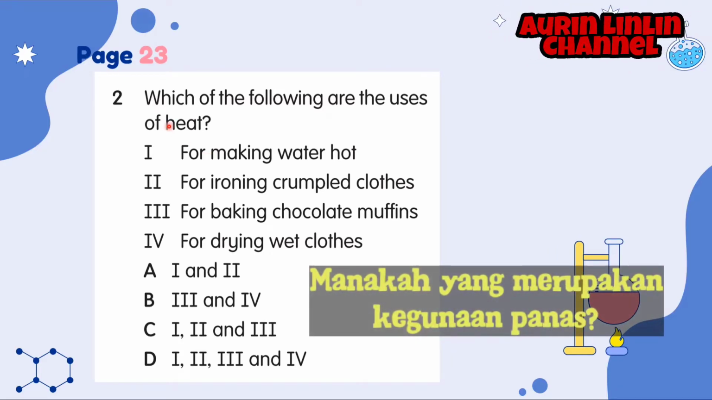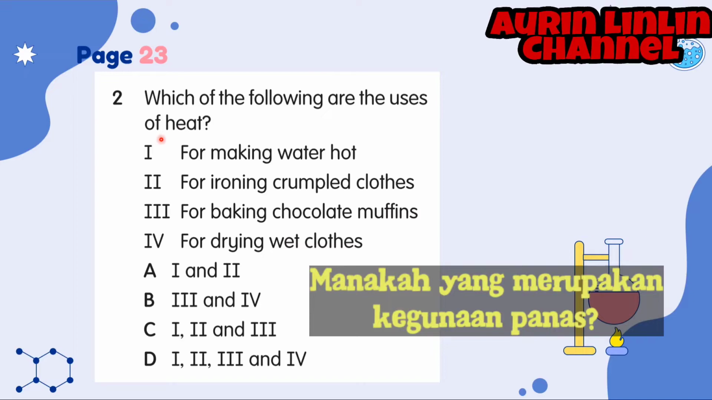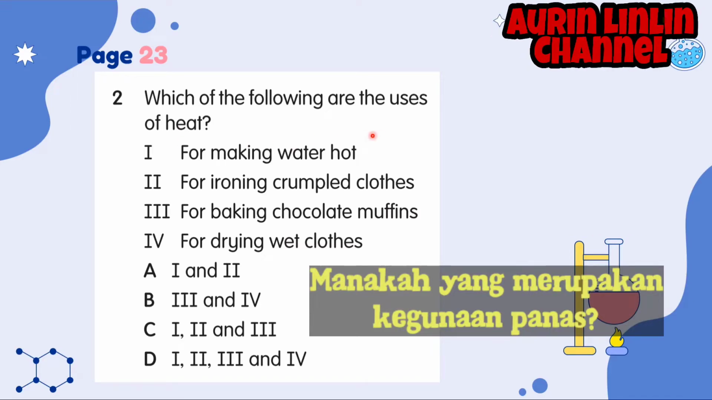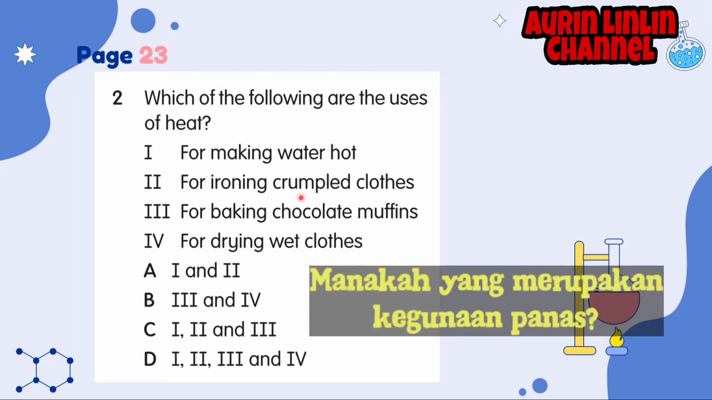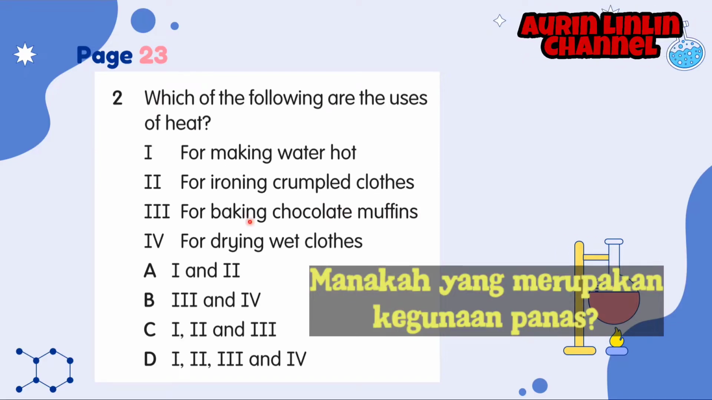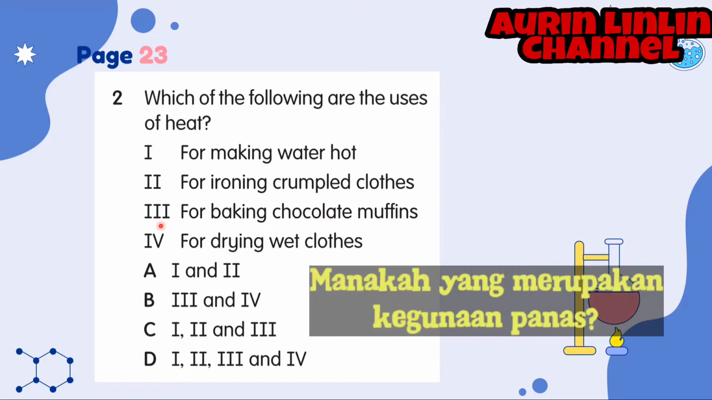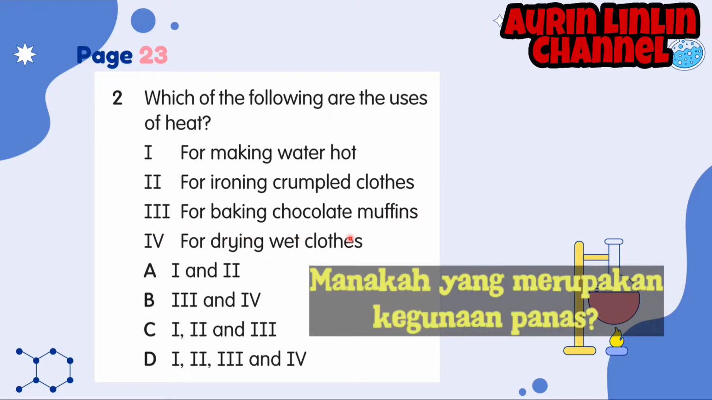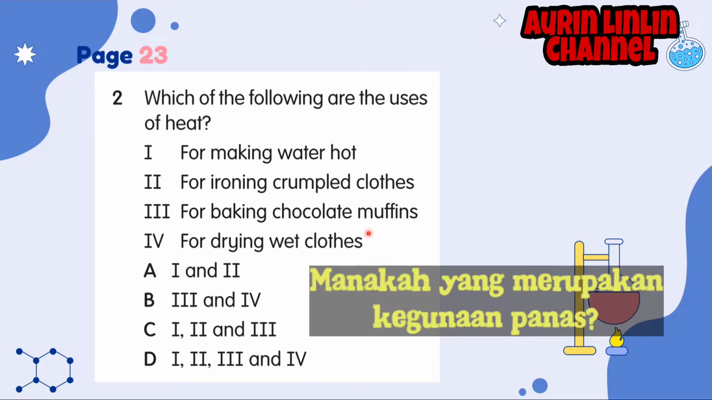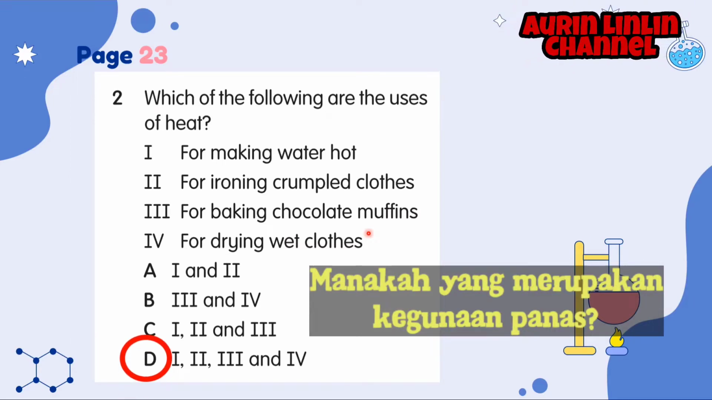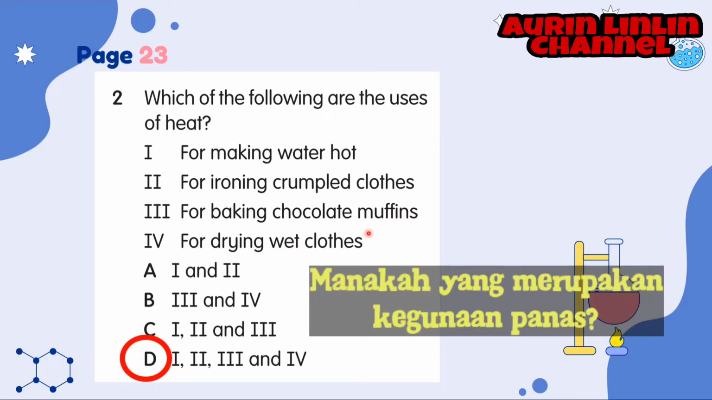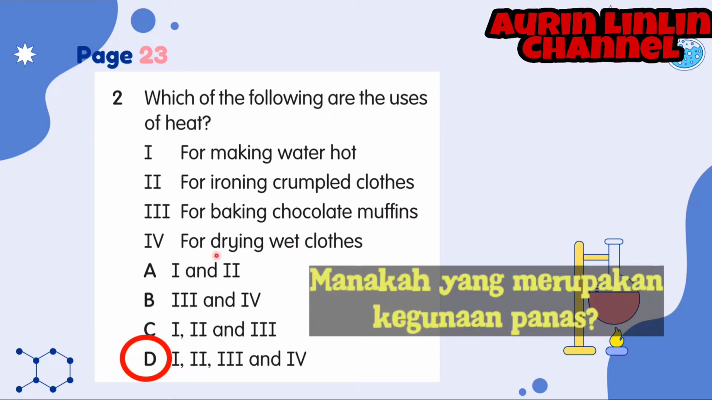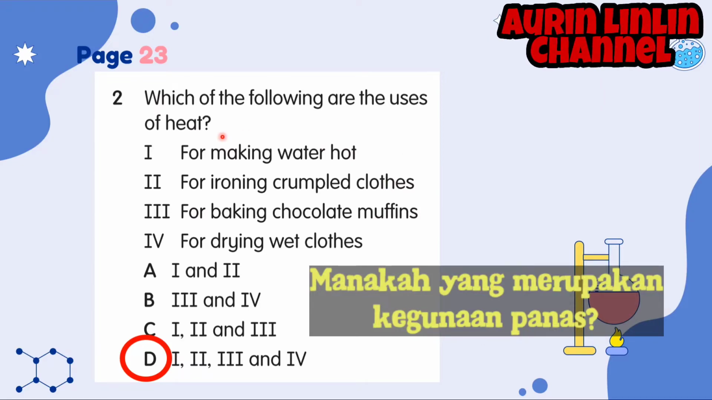Question number 2. Which of the following are the uses of heat? 1. For making water hot. 2. For ironing crumpled clothes. 3. For baking chocolate muffin. 4. For drying wet clothes. And the answer is 1, 2, 3, and 4. They are the uses of heat.